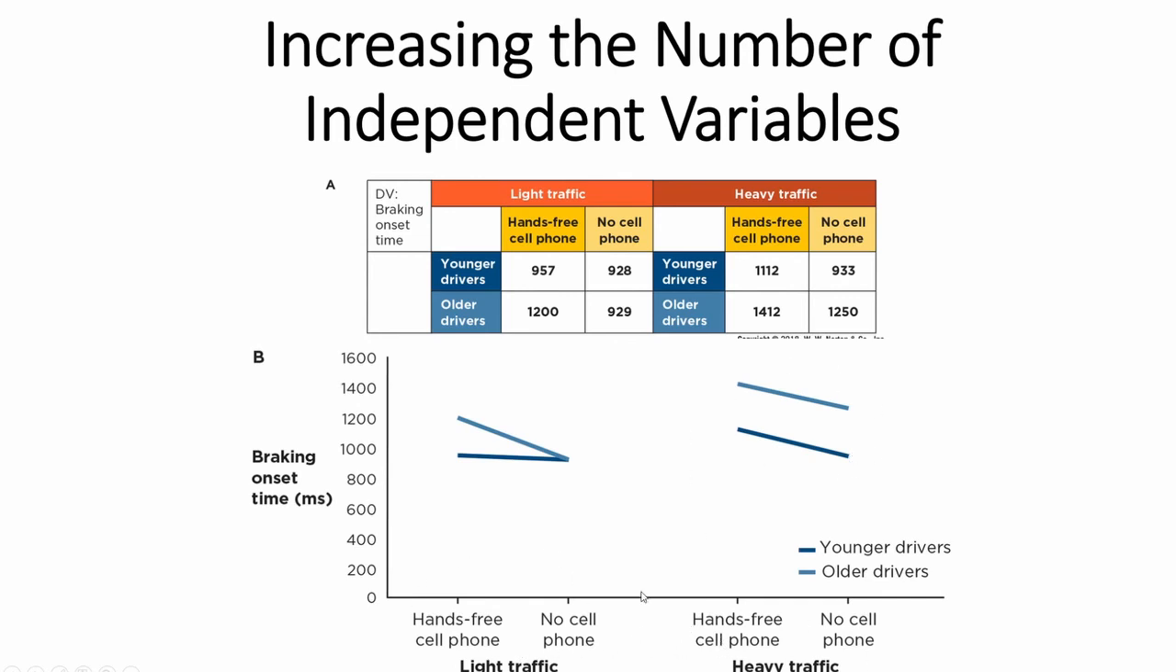So we can say that there's some kind of effect of light versus heavy traffic here in terms of at least one of these interactions. So we're not going to, again, go into the specifics of calculating this out, but we can talk about this as a 2 by 2 by 2 factorial design. So we have 3 different independent variables, each of which has 2 different levels.